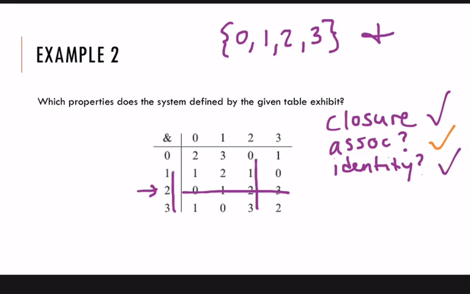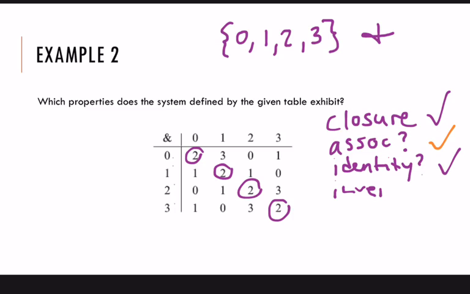Inverses. If the system has the inverse property, then we should always be able to add something to each of these numbers to get 2 as an answer. So I would scan rows and columns and make sure each one has a 2, and they do, so yes, the inverse property holds.